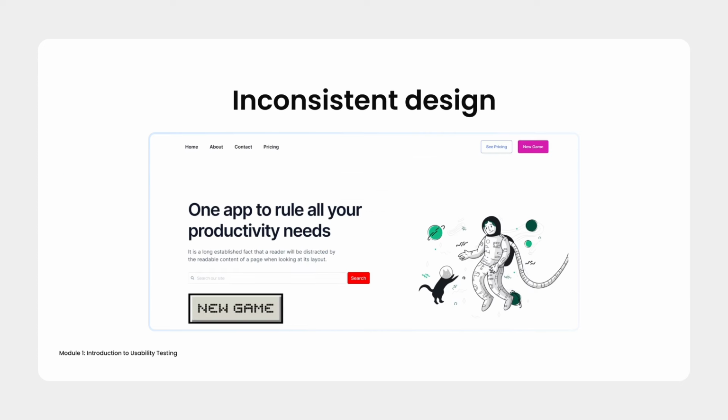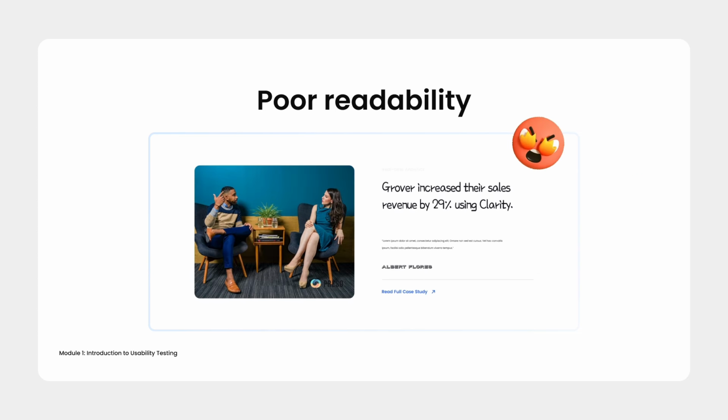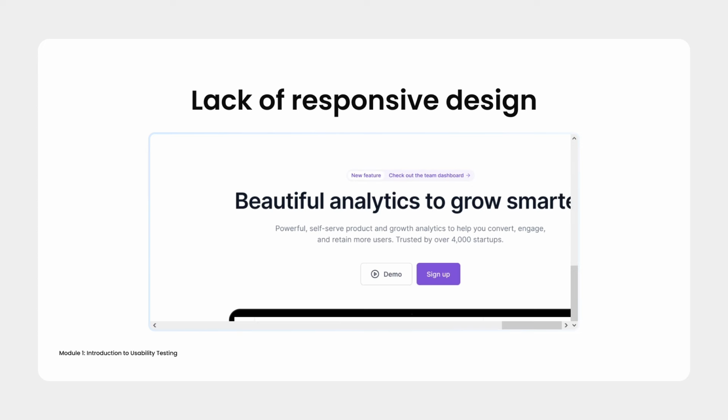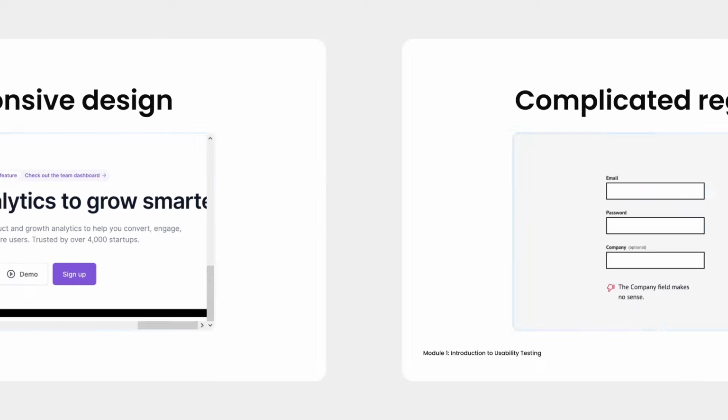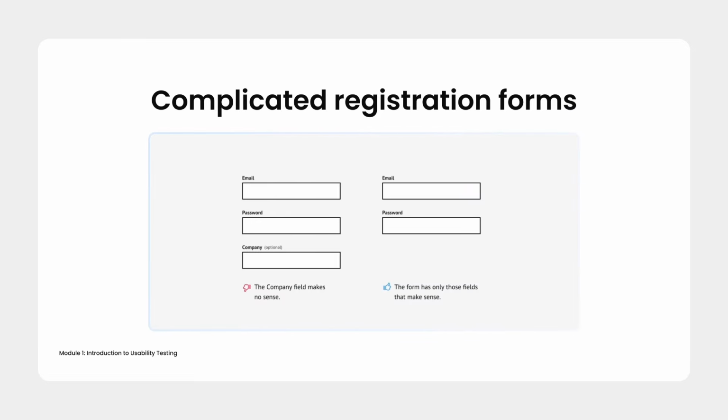Inconsistent design. Maintaining a consistent look and feel across your website creates a cohesive user experience. Poor readability. Choose legible fonts and ensure text contrasts well against the background. Lack of responsive design. Make sure your website adapts to different screen sizes and devices. Complicated registration forms. Keep forms as simple and concise as possible to encourage user signups.